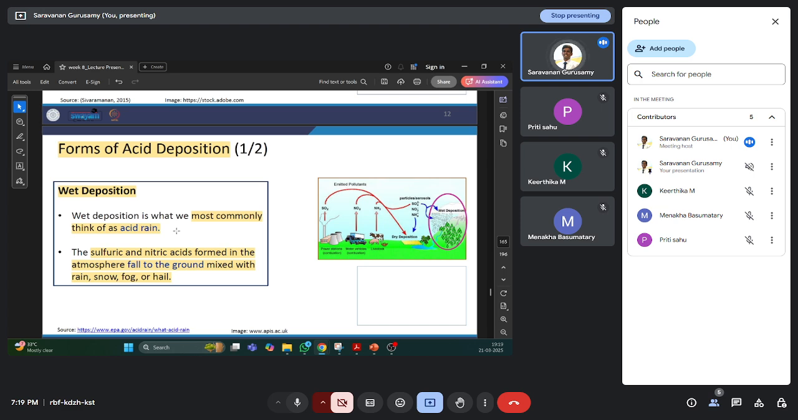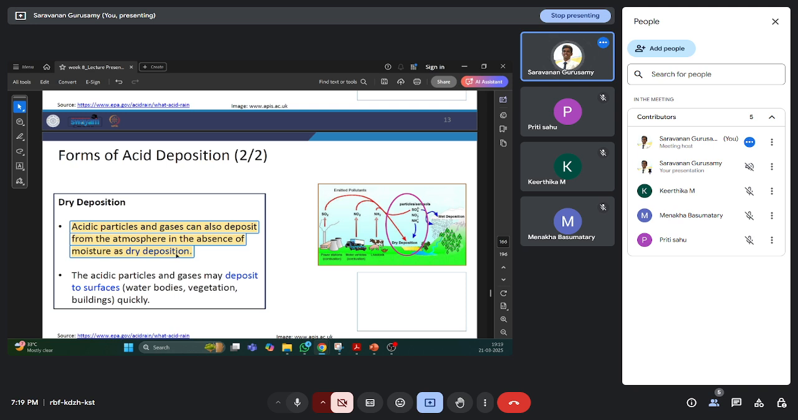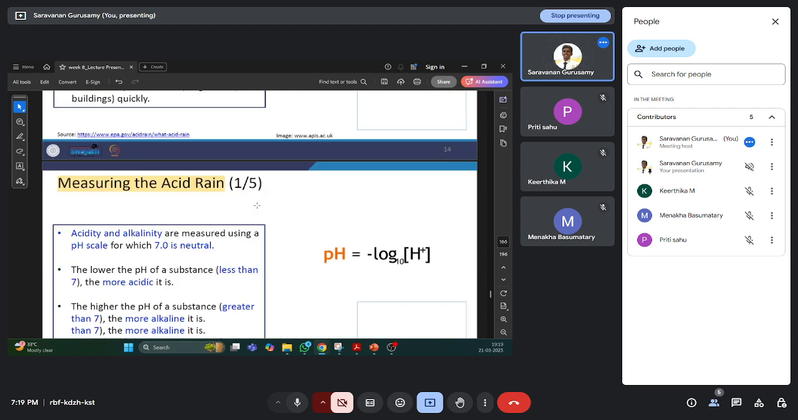And as I mentioned, there are two deposition methods. One is the wet deposition method, which is the most common form of acid rain. The acid formed falls on the ground mixed with rain, snow or hail. But dry deposition is in the absence of moisture, where the acid deposits directly as dry particles onto surfaces, water bodies, vegetation or buildings.